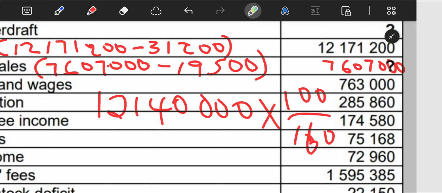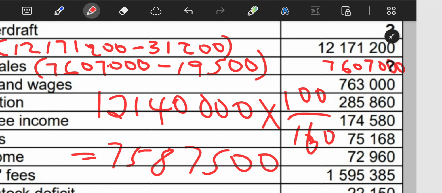140,000 multiplied by 100 divided by 160. You're going to get 758,750. Let's see if we say this minus this, we're going to get the same amount. You can do it on your calculator as well. 7,607,000 minus 19,500. I got the same amount on my side. Just that you can't see my calculator on your side. I'm not sharing my calculator because I just want to have enough space on the screen.